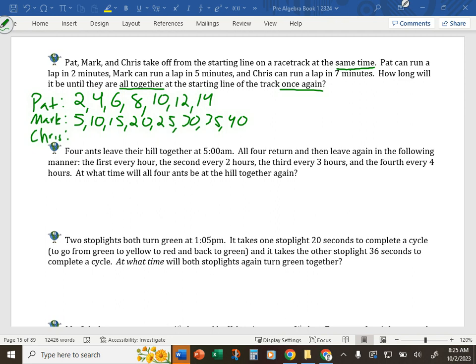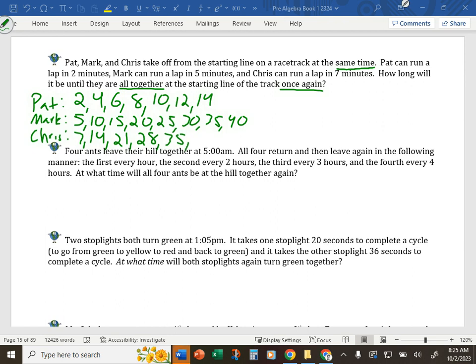So if they all leave at the exact same time, Pat comes back at minute 2, Mark at minute 5, Chris at minute 7. Are they all back at the line at the same time here? No. At minute 14, who's back at the line together again? Pat and Chris, but not Mark. So they're not all together again. So we continue on. 21, 28, 35.